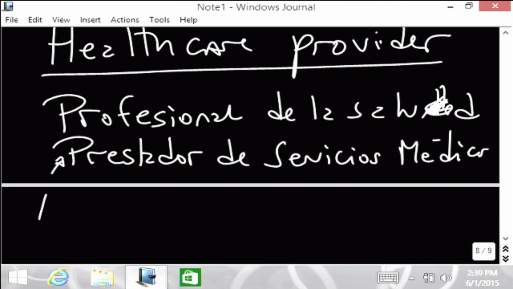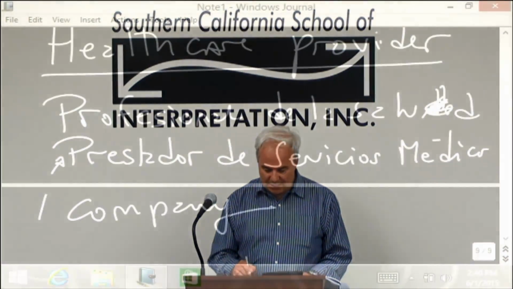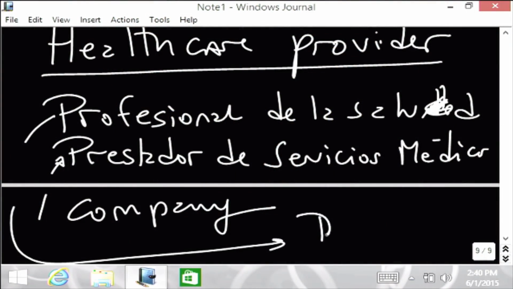In other words, for example, Kaiser es un prestador de servicio médico y en Kaiser trabajan los profesionales de la salud. So it will be Kaiser is a healthcare provider, and in Kaiser, there are also healthcare providers, basically, which are doctors and nurses. So in English, when you say healthcare provider, it doesn't distinguish whether you're talking about a place or you're talking about a person who's providing services. In Spanish, we do, because prestador is more like the company, and profesional is more like the individual.